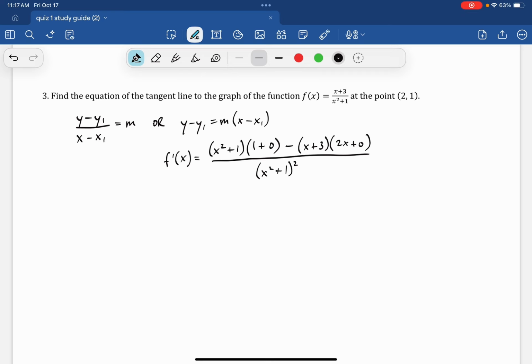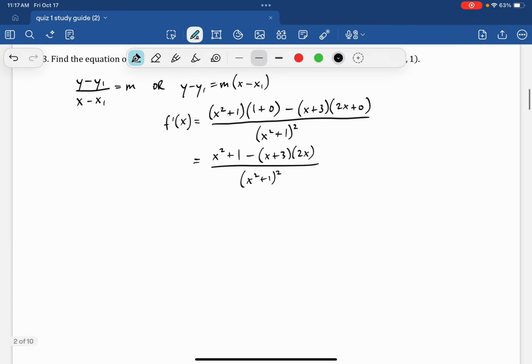And all that remains is simply to expand the top. So this is going to become x squared plus 1 minus x plus 3 times 2x, over x squared plus 1 squared. I don't have to expand the bottom because I know I'm going to plug in numbers later anyways. And so that's x squared plus 1 minus 2x squared minus 6x, all over x squared plus 1 squared.